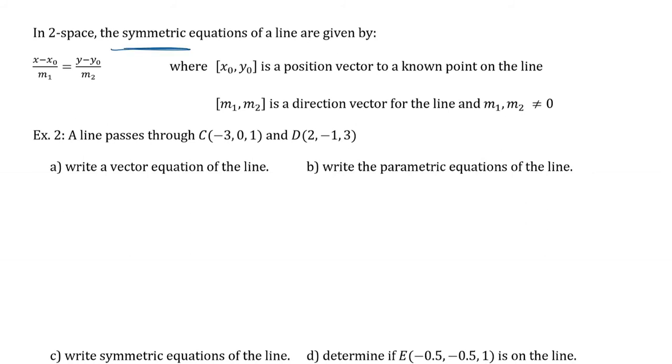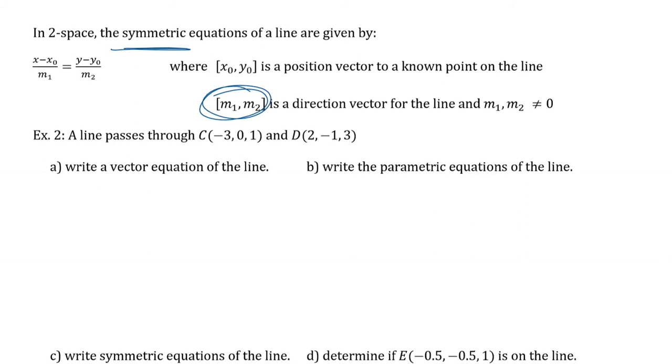So in two space, the symmetric equations of a line are given by (x minus x naught) over m1 equals (y minus y naught) over m2, where (x naught, y naught) is a position vector to a known point, and (m1, m2) is a direction vector for the line. As long as m1 and m2 are not equal to 0. Why are they not equal to 0? Because you can't divide by 0.